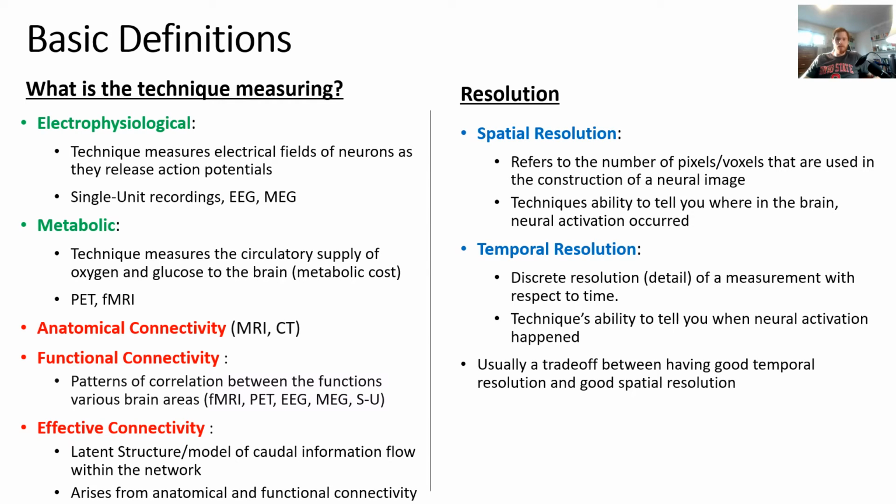There's also the question of how to refer to these neuroimages in terms of resolution. There's spatial resolution, which refers to the number of pixels or voxels that are used in the construction of a neural image, and these techniques have the ability to tell you where in the brain neural activation occurred. There's also temporal resolution, that is more so the discrete resolution or detail of a measurement with respect to time, and this is the technique's ability to tell you when neural activation occurred. There's usually a trade-off between having good temporal and good spatial resolution, and this is due to various reasons, such as various laws of physics and the state of technology that we're at today.